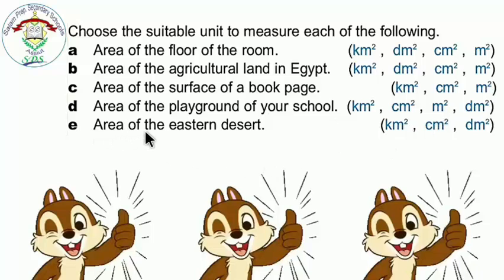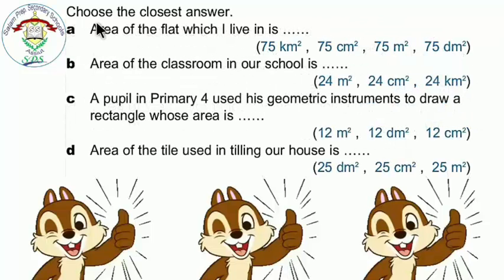Area of the Eastern Desert. The Eastern Desert is very long, like the distance between two cities or governorates, so we will use square kilometer. Choose the closest answer.